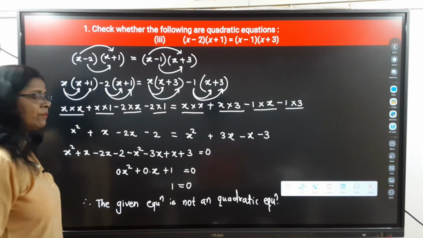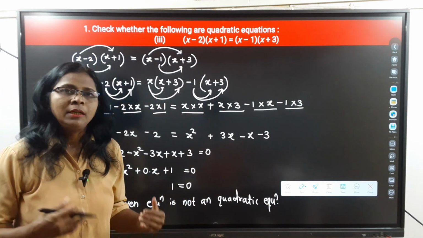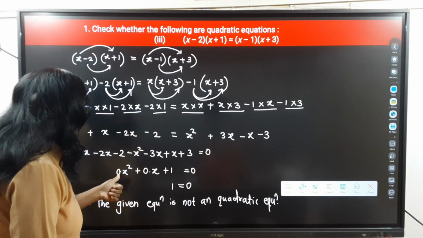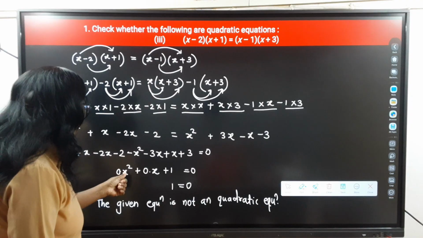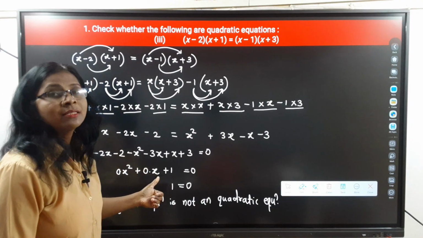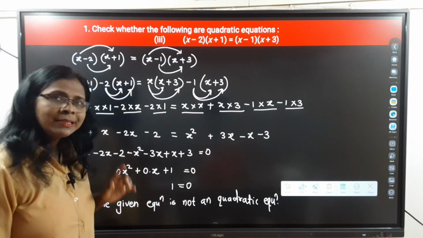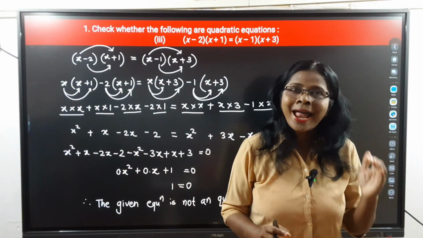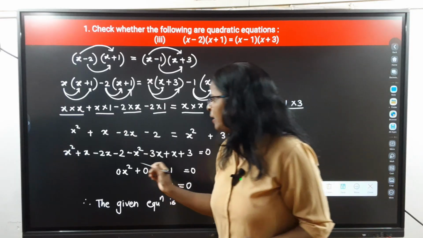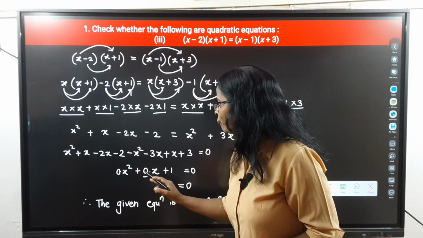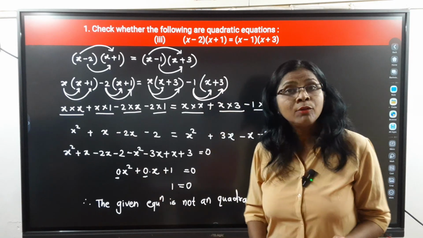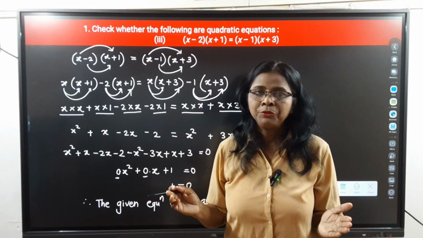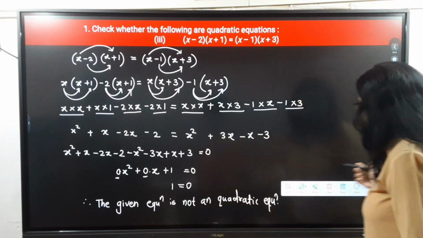We can further reason that the coefficient of x square and the coefficient of x are equal to 0 at the same time. The condition is that a and b are not equal to 0 at the same time. But here the coefficient of x and the coefficient of x square are both equal to 0, and that means, students, this is not a quadratic equation. Okay, so now let us see the next example.